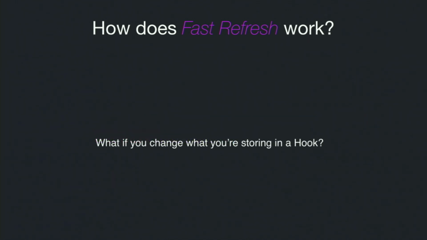Here's another interesting case. What should happen if you change what you're storing in a hook? So you may have noticed that fast refresh's signature includes the name of the variable the return value gets assigned to. That's because if you rename this variable, it implies that the way you're using the hook, what you're storing in it, has changed. Changing the variable name, then, will change the signature.